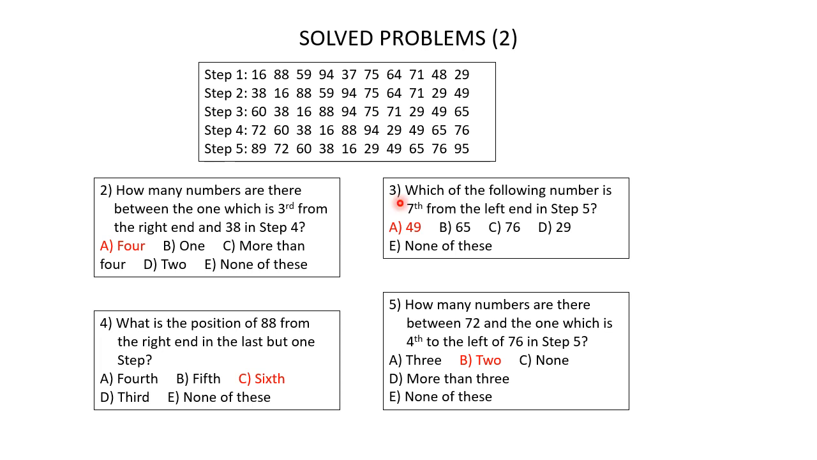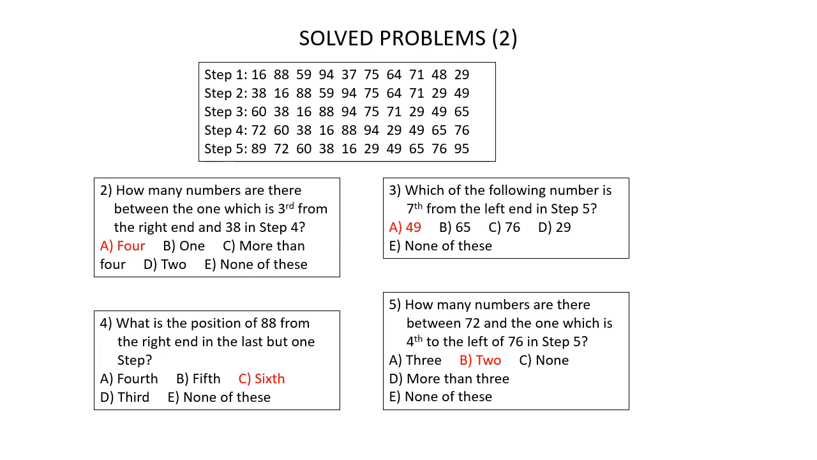Question number 3. Which of the following number is 7th from the left end in step 5? Here you are given 5 options and you have to find out which of these options is the correct one. So here you are asked to find the number which is 7th from the left end in step 5. So you have step 5 here, and 7th from the left end will be 1, 2, 3, 4, 5, 6, 7. So 49 is 7th from the left end in step 5. So the correct answer is option A, 49.